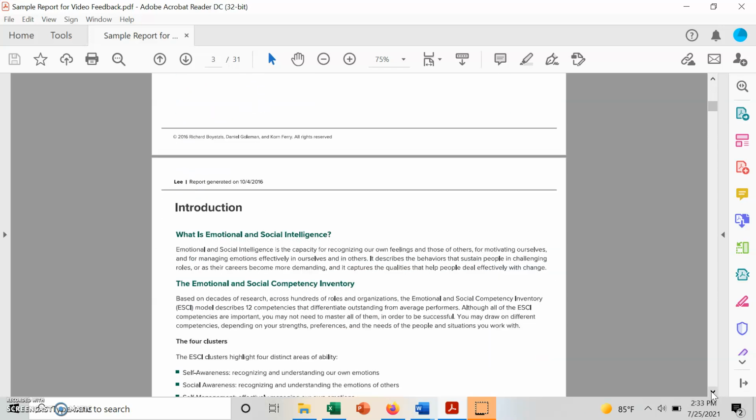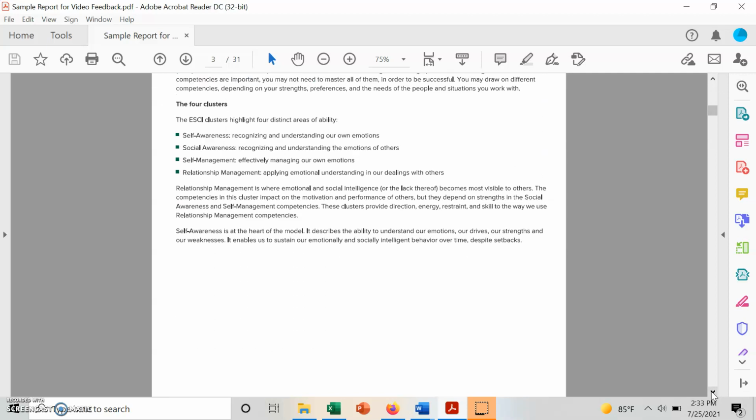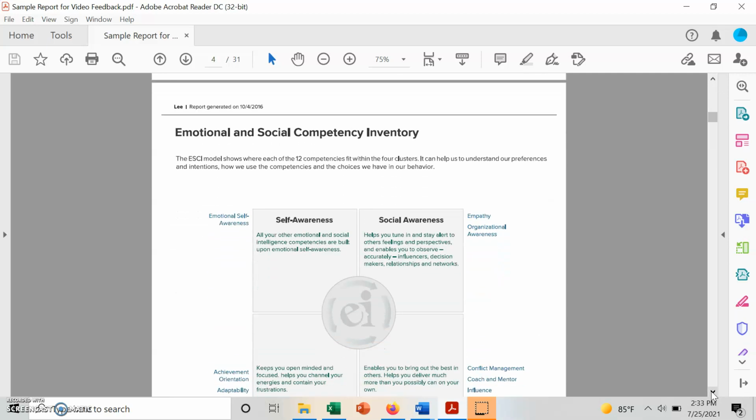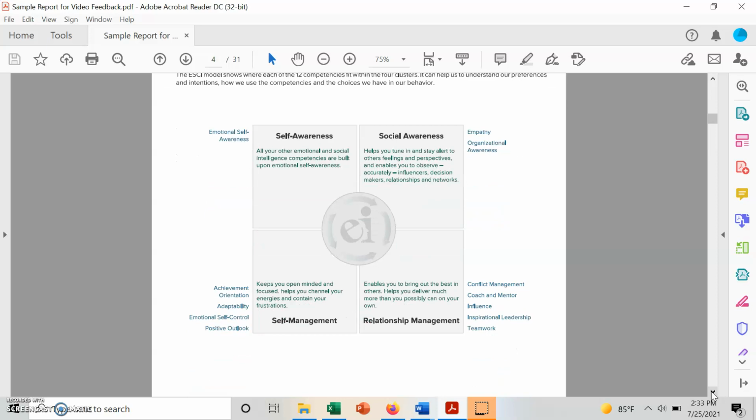To start out, there's an explanation about emotional intelligence, which you all are familiar with. This specific model shows you all the information about emotional intelligence that you're going to get. You're going to get scores on self-awareness, social awareness, self-management, and relationship management for both you and your raters, the average score. And you're going to get feedback and scores on each of the individual competencies within those 4 categories.